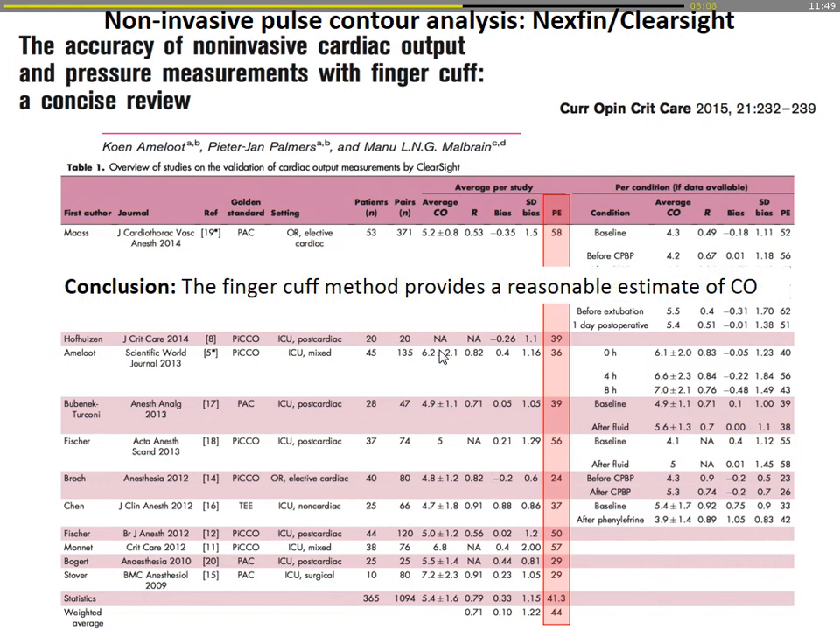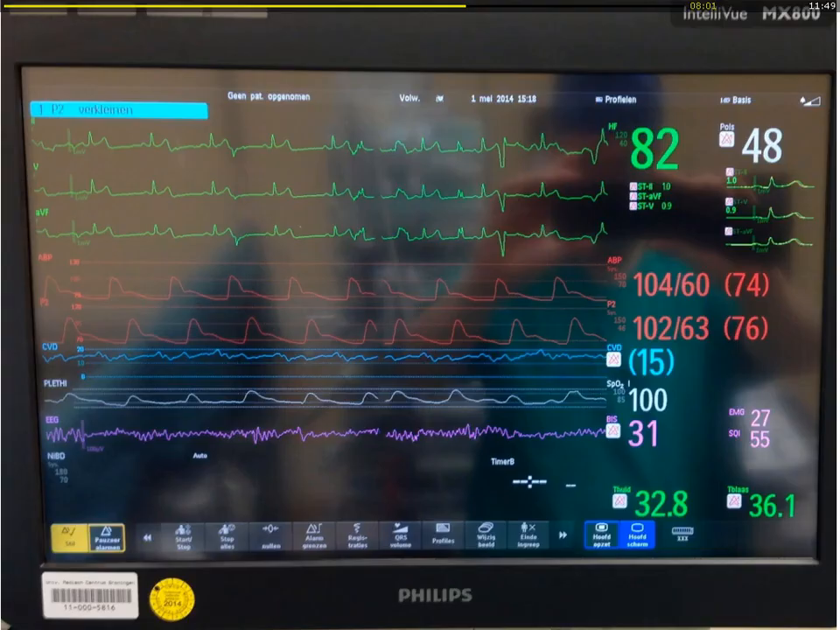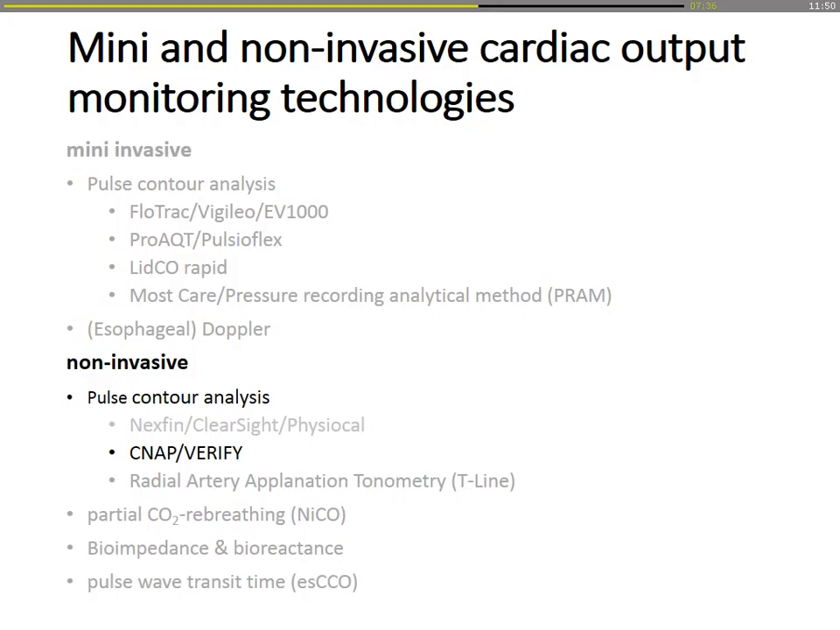And the conclusion from this group was it provides a reasonable estimate of cardiac output. We will discuss in the end what this means. And this is a screenshot I took from my monitor when I used one of these techniques. So this is the arterial line, and this is the non-invasively derived line. You will see that the information you get is quite similar. The shape of the curve is quite similar. There's a small delay, which is, by the way, not caused by the difference between here and here, but by the signal processing. So you pretty much get the same information.